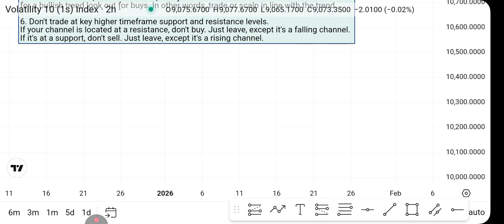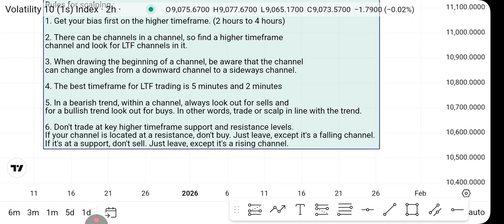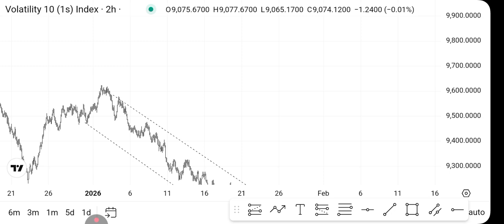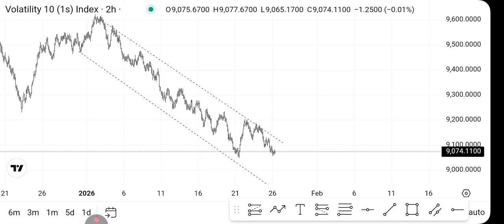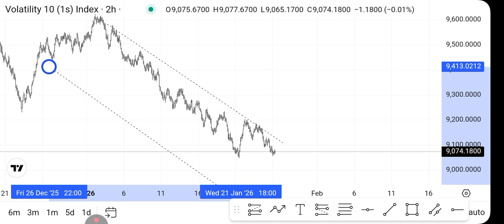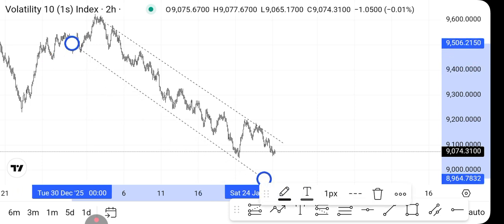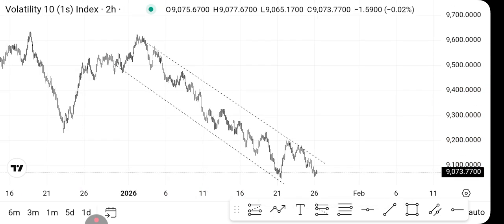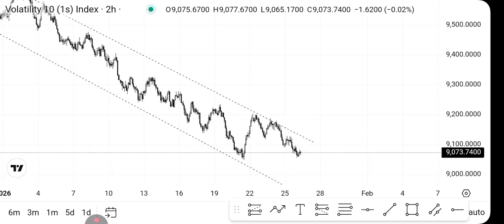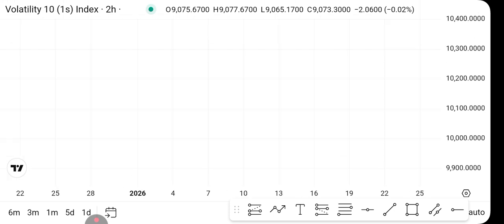Right. So number two, there can be channels in a channel. Find a higher time frame channel and look for lower time frame channels in it. But for this one, this is not really a connecting channel from the bottom, so I just added this. We can still put it this way. There can be channels in a trend or in a trend line. That's number two.